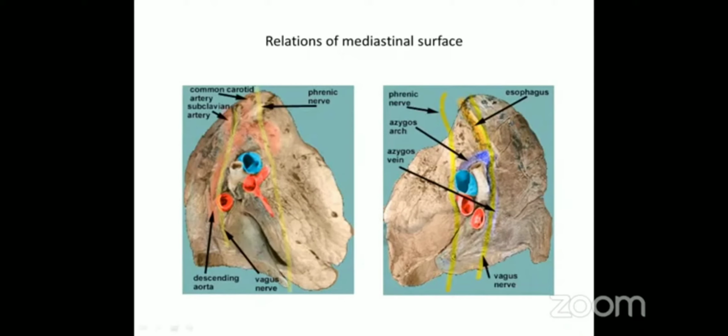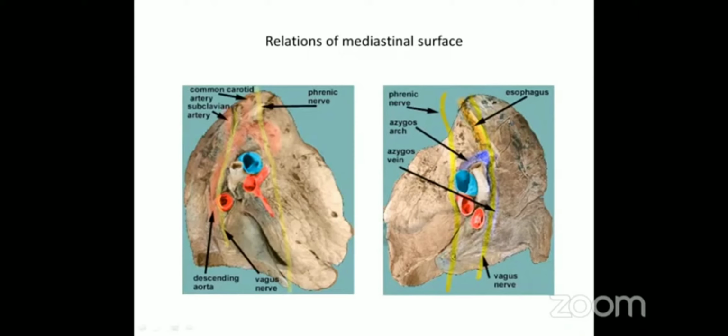Then from the arch of aorta you can remember three branches. Out of that, the two branches which will be related to the left lung are the left subclavian and the left common carotid. So this is how you can remember in sequence. For the right lung it is mainly venous, for the left lung it is mainly arterial.